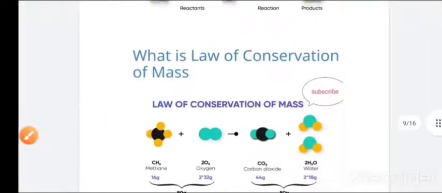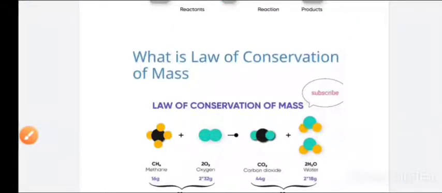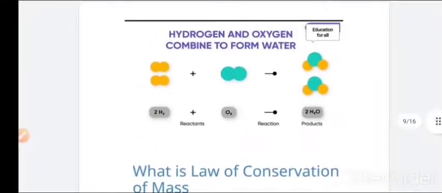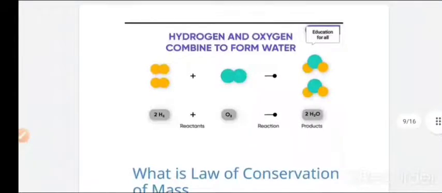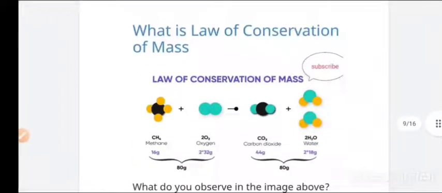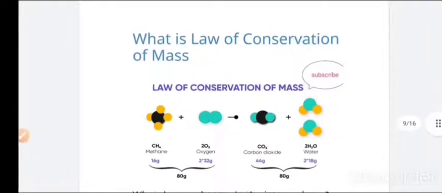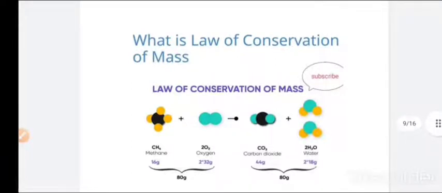Then what is the law of conservation of mass? The law of conservation of mass means the mass of the reactants is equal to the mass of the products. That means when, in a chemical reaction, the reactants react with each other, their masses never change. They always remain the same. That means the mass of the reactants is equal to the mass of the products.